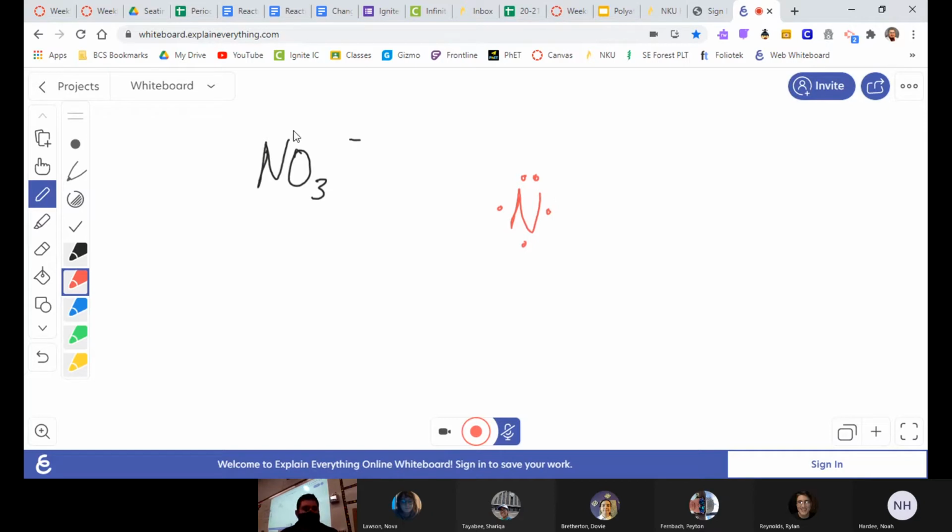Then we need 3 oxygen. 1, 2, 3, 4, 5, 6. Again, remember, single first, 1, 2, 3, 4, 5, 6, and then double. All right, so this is not going to be a happy compound, but that's okay. I can connect the dots. All right, connect the dots.